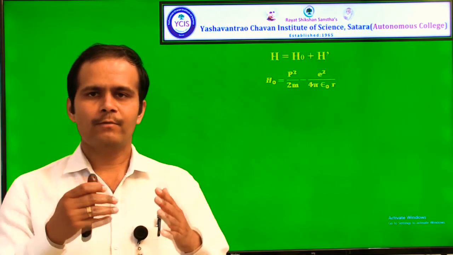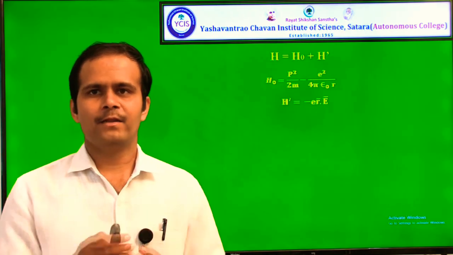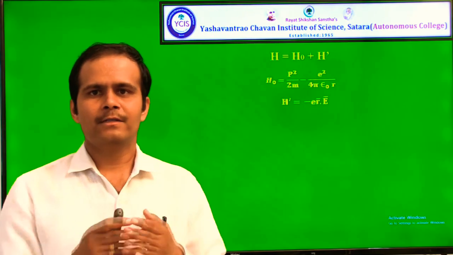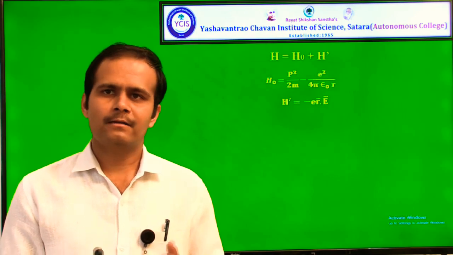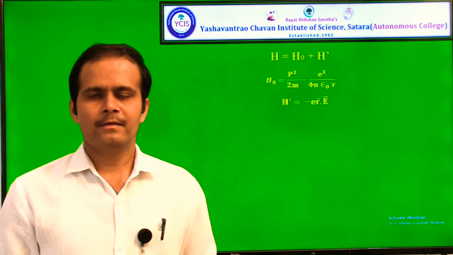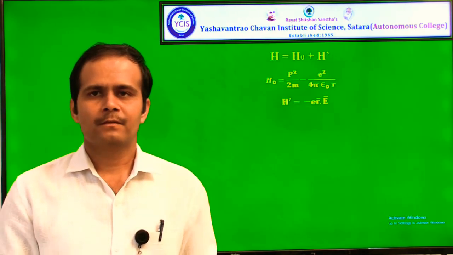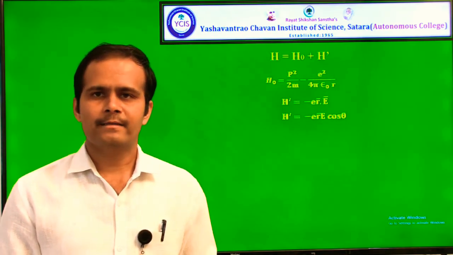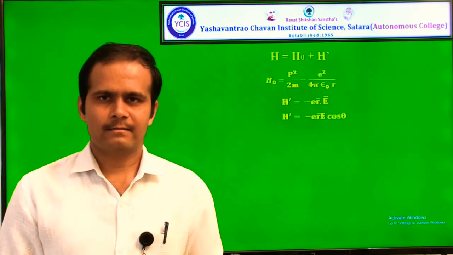And now when we apply the electric field, due to that electric field, a perturbation is added. That electric field will interact with the dipole moment, and we have minus e r bar dot E bar as the perturbation Hamiltonian. Here E bar is the applied electric field. So now we can write it like this: H dash is equal to minus e r E cos theta.